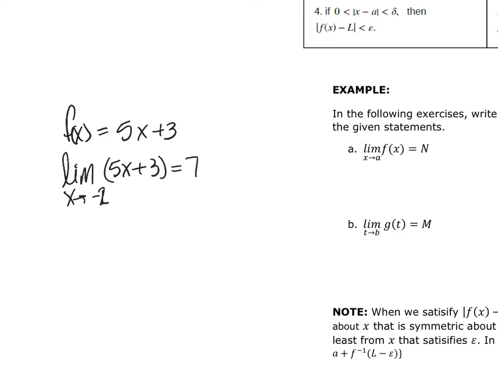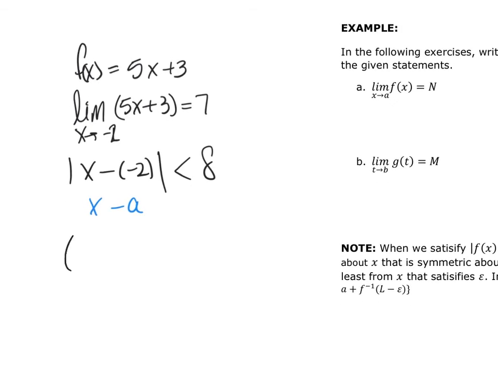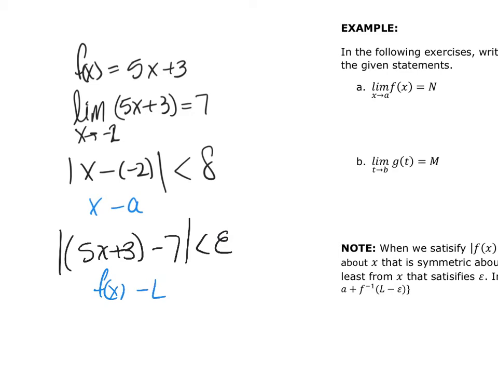To write the appropriate epsilon delta pieces for this particular example, I would have my x minus a -2, because this is the x minus a part. And it's going to be less than delta. Then I would have the absolute value of 5x plus 3 minus 7 is less than epsilon, because this is the f of x minus L part. Does that make sense?